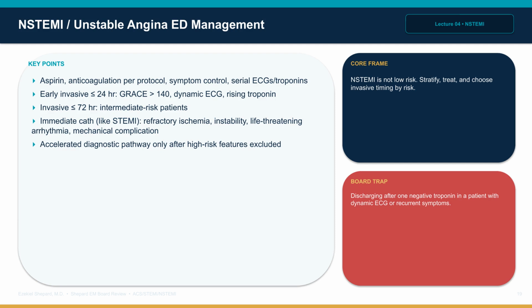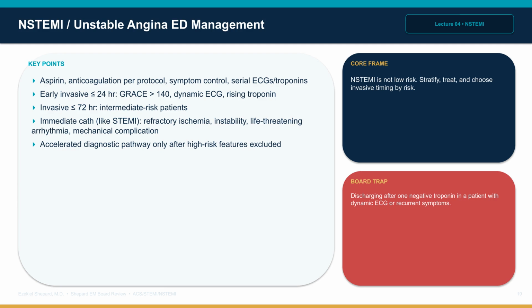High-risk features include recurrent pain, dynamic ECG changes, a rising troponin, hemodynamic instability, ventricular arrhythmias, heart failure, or concerning comorbid disease. Those patients need cardiology involvement and an invasive strategy. The standard timing framework is an early invasive strategy within 24 hours for high-risk patients, including those with a GRACE score greater than 140, dynamic ECG changes, or rising troponin.